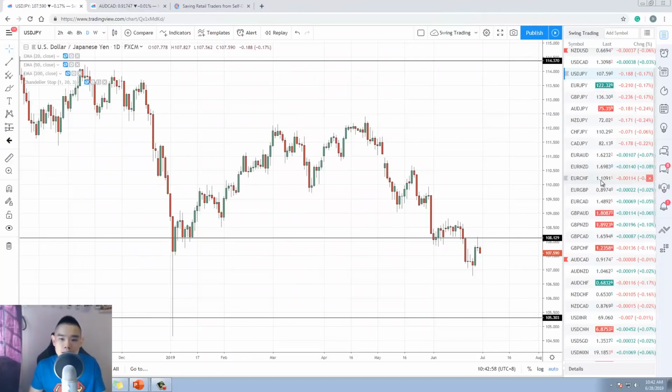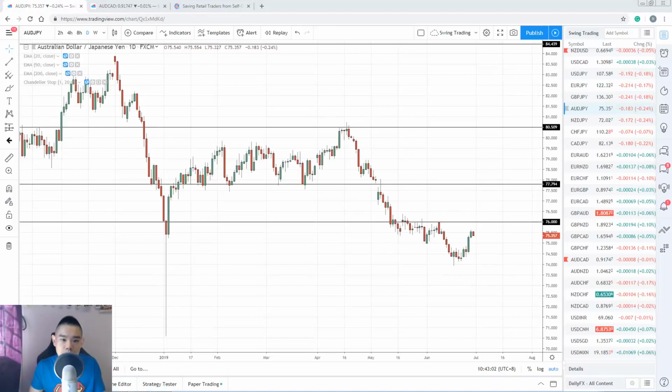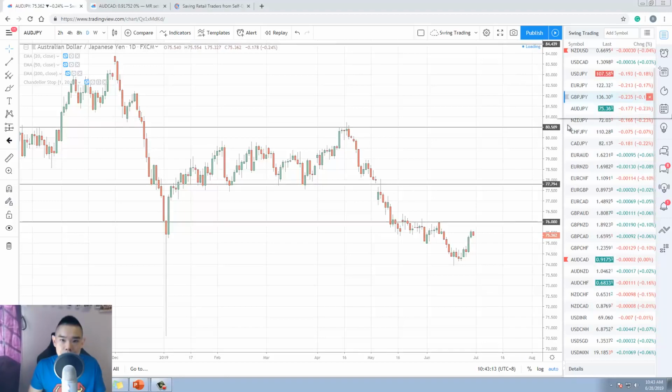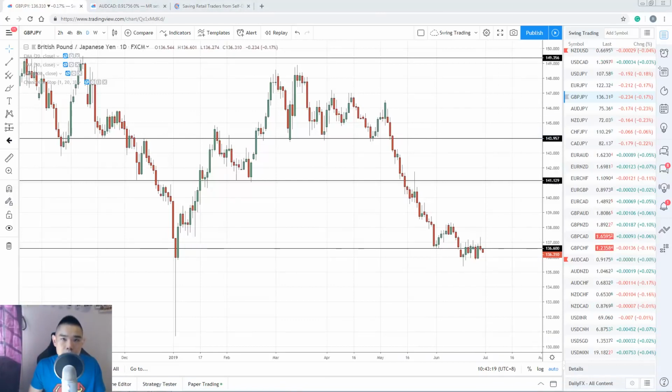So for now, let's have a look at the retracement move. Let's see if I can find it. Here. Okay, so you can see that on the pound yen, this is a retracement move.